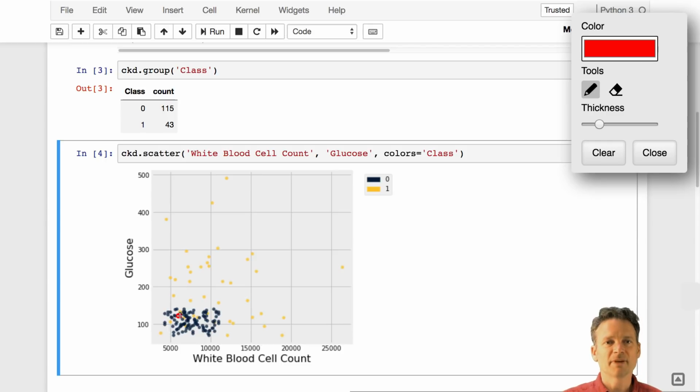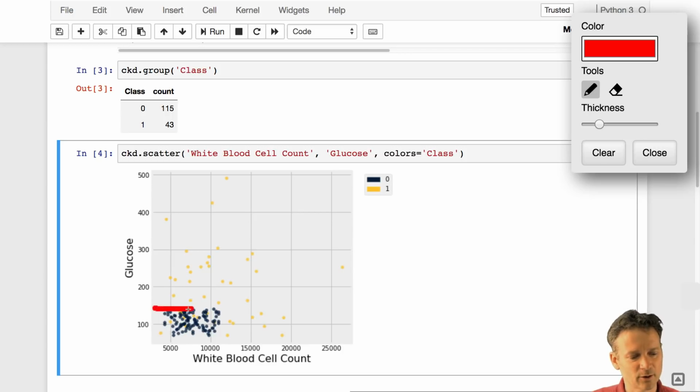Okay, I'm guessing what you came up with is a simple rule that says if the glucose level is sufficiently low and if the white blood cell count is sufficiently low, then diagnose them as healthy, otherwise diagnose them as chronic kidney disease. So you might have an if statement. If the glucose level is less than 120 and the white blood cell count is less than 12,000, diagnose them as healthy, otherwise diagnose them as chronic kidney disease.